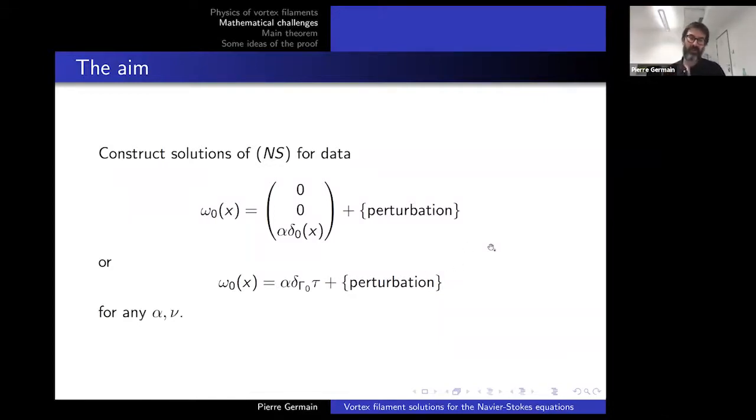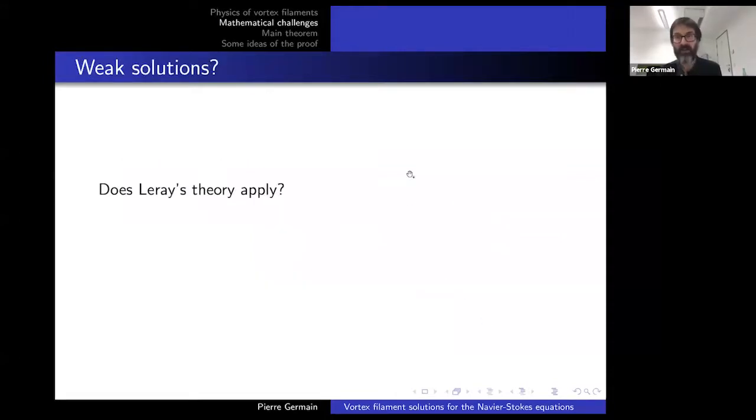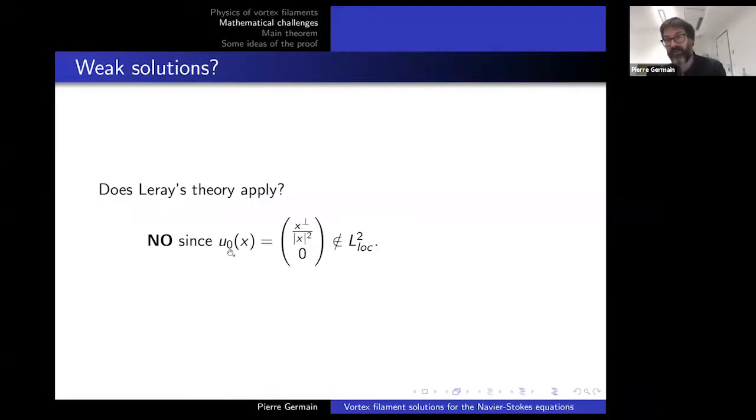Okay, so our aim is really to just show that the problem is locally well posed for some time, or even more basically to show that there exists a solution. So I will try and explain why classical mathematical theories around the Navier-Stokes equation are not enough to achieve this aim. First thing to try is weak solutions. So either Leray theory or generalizations of it, which do not ask for finite energy, but locally finite energy. Well, it's easy to see that this is not going to work because the data, in the case of a straight filament, is not locally L2. So there is no local finite energy.